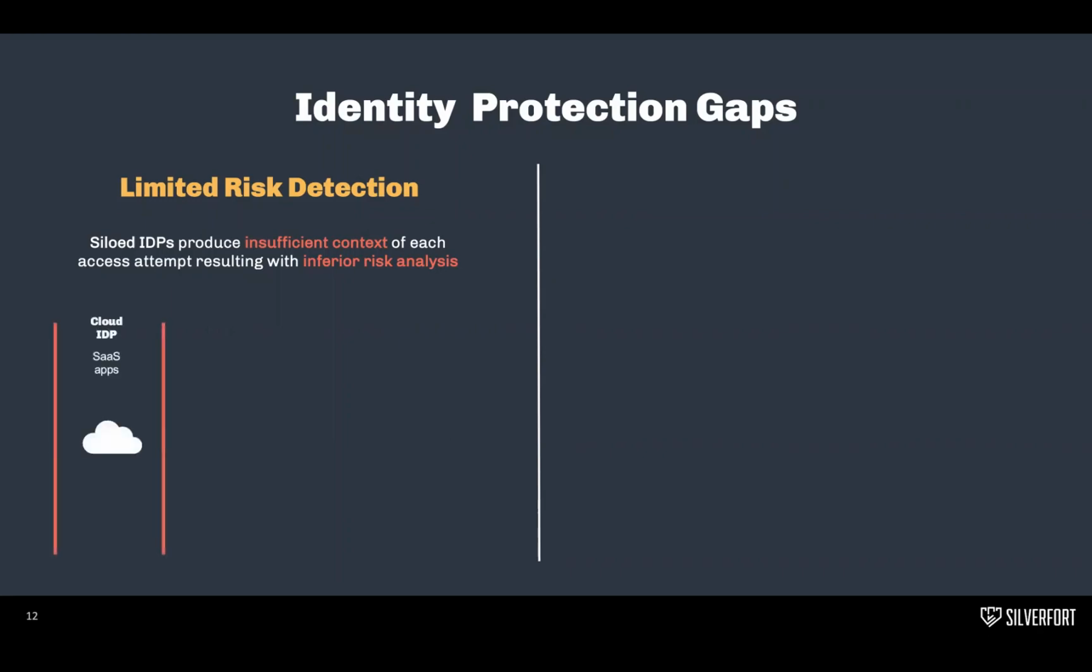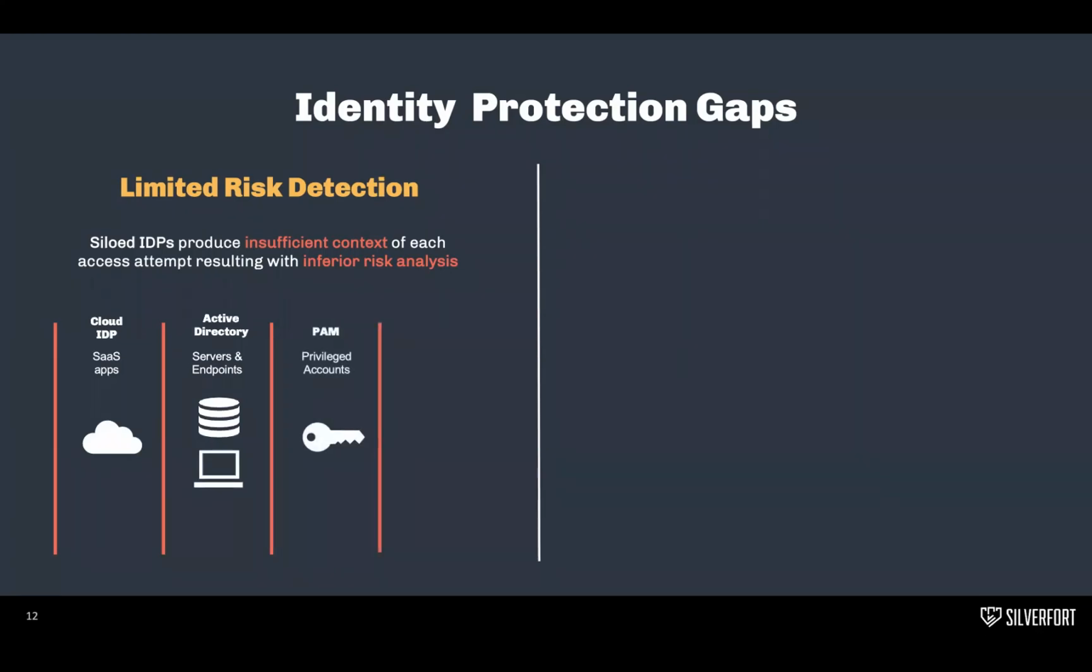So you have Cloud IDP for SaaS applications, and you have Active Directory for servers and endpoints. You have also maybe PAM for privileged accounts and VPN or ZTNA for remote users. Now, none of these IDPs talks to, or sees or understands what is taking place within the domain of the other IDP. So if, for example, I have an attacker with compromised user credentials, traversing throughout the Active Directory environment, doing lateral movement, pass the ticket, etc.